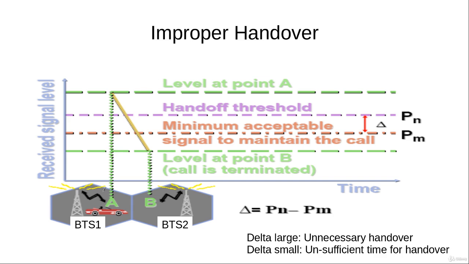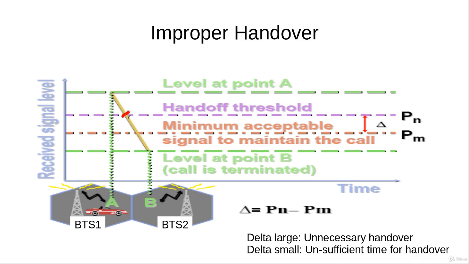Now suppose this mobile station is connected to the base station number 1 and it is moving towards the base station number 2, and the power that it is receiving from the base station number 1 is decreasing till it reaches the handoff threshold. Now at this point, this mobile station should make handover to this base station, but for example, if there is no channel available in the base station number 2, then this mobile station cannot make the handover.